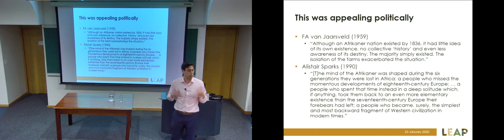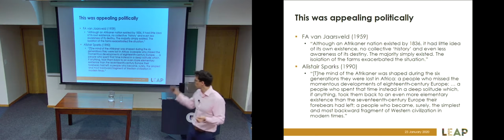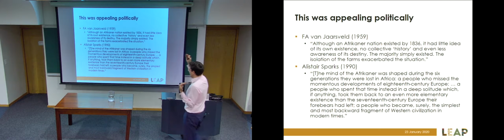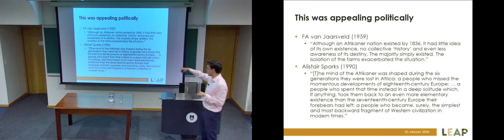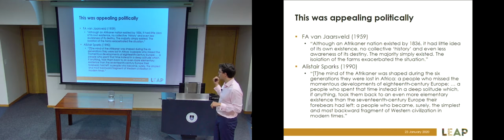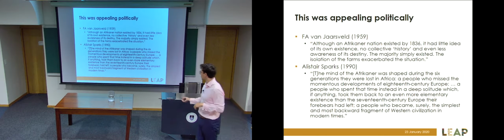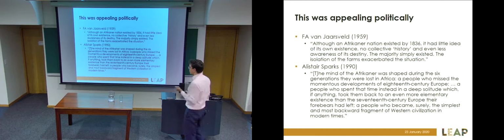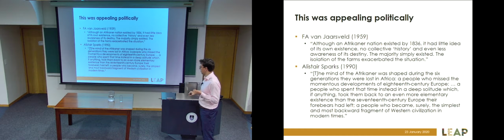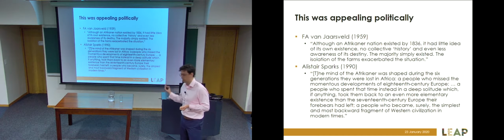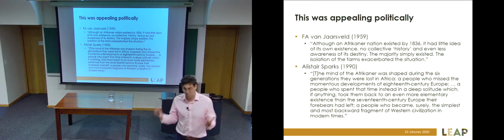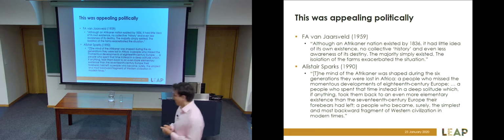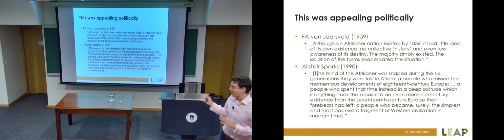This poverty of the Afrikaner also suited English liberal historians, right? So here's Alistair Sparks: "The mind of the Afrikaner was shaped during the six generations they were lost in Africa. A people who missed the momentous developments of 18th century Europe, a people who spent that time instead in deep solitude, which, if anything, took them back to an even more elementary existence than the 17th century Europe their forebears had left. A people who became surely the simplest and most backward fragment of Western civilization." So that's still a very generous description, I would say.